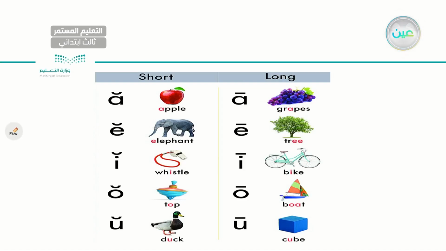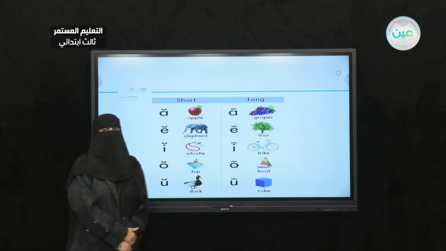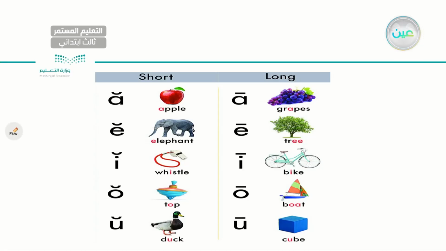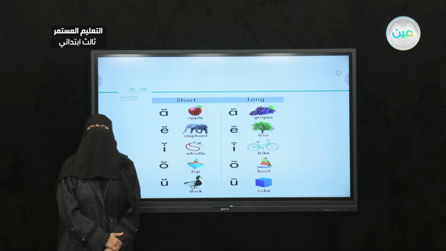I have O, the vowel O. Let's read. Top. That's the short one. Now let's go to the long O. Boat. O. Boat. Okay, so that's the short and the long O. Now let's move to the last vowel. We have U. Duck. That's the short one. Let's move to the long one. Cube. U. Cube. Very good, my dear student.